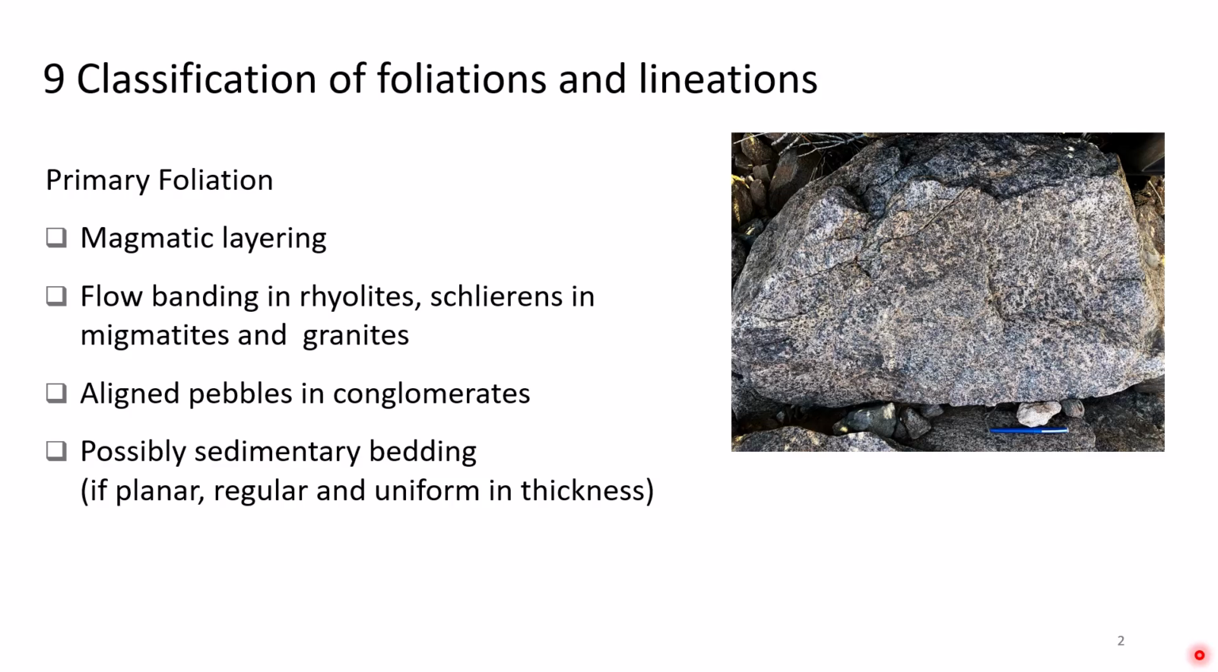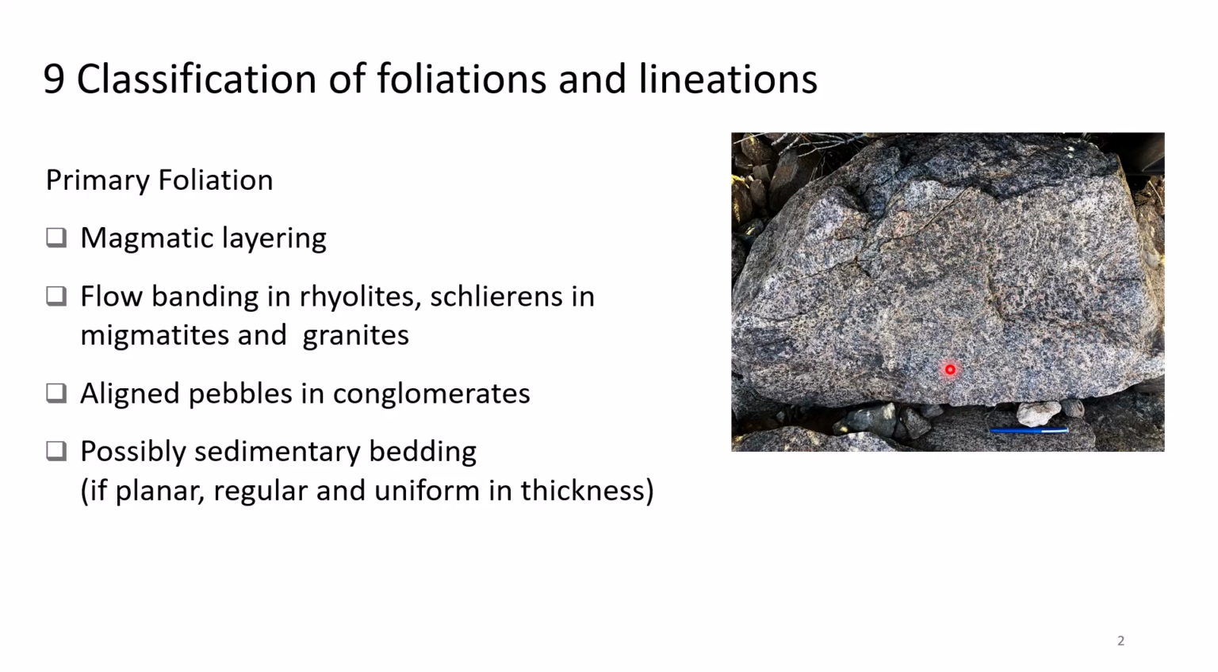They might be primary foliations, and that might include magmatic layering, flow banding in rhyolites or schlierens, as we see them here on the right hand side. These are relics of material in migmatites that has not yet broken down in melt producing reactions. Very often these are diffuse patches of biotite that we can see here in this undetected rock.